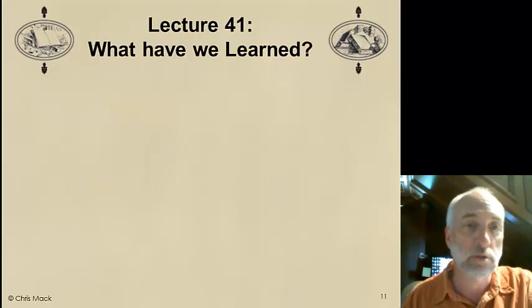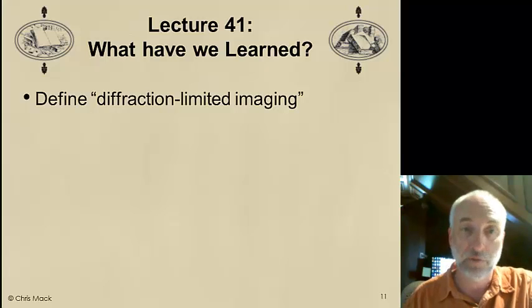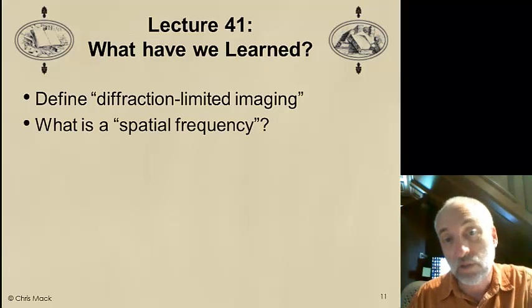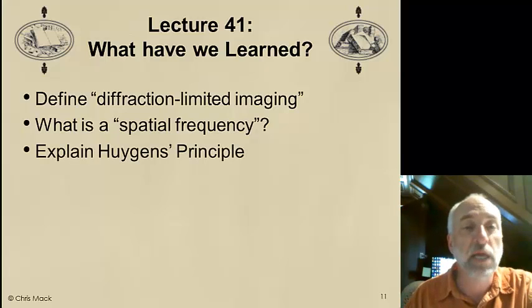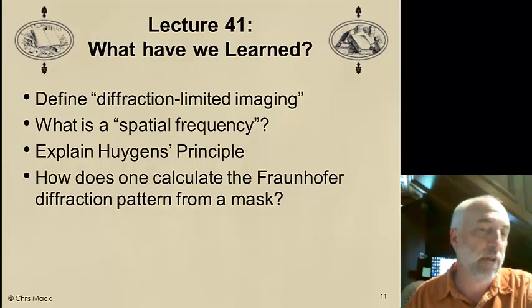Let's look at what we've learned so far today. You should be able to define diffraction limited imaging. What is a spatial frequency? What does this term mean? How is it used? Explain Huygens Principle. And finally, how does one calculate the Fraunhofer diffraction pattern, given that you know what the mask pattern is?